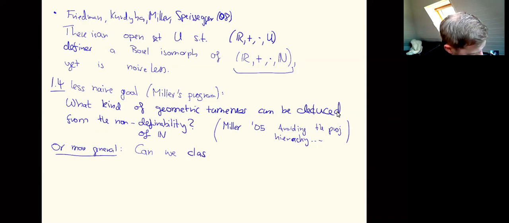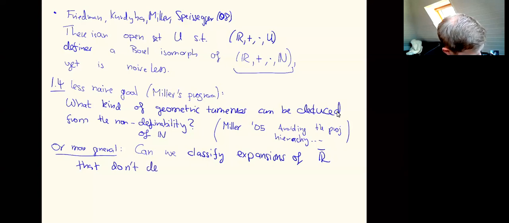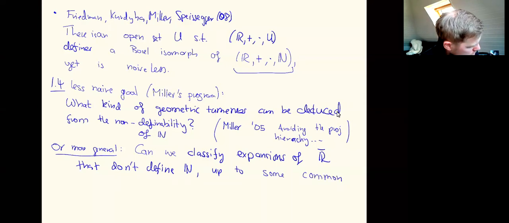So what we at least can do is classify expansions of R. Well, and really we know what they do on the integers, so we restrict ourselves to those that don't define the integers. And we want to classify them up to some tameness. Because they don't define the integers, at least if Miller's program is successful, there is some kind of tameness that's satisfying. Then we want to ask, can we classify those up to some common notion of tameness? I'll draw a picture here in just one second.